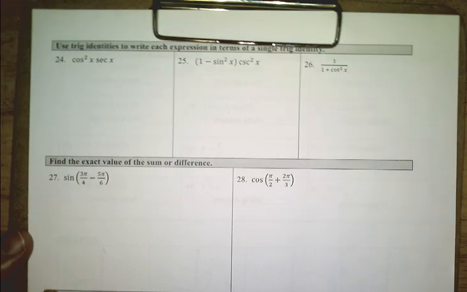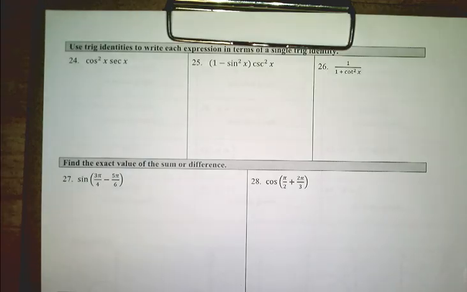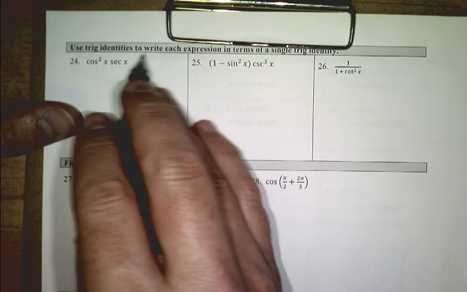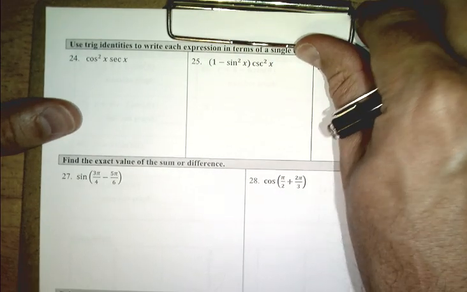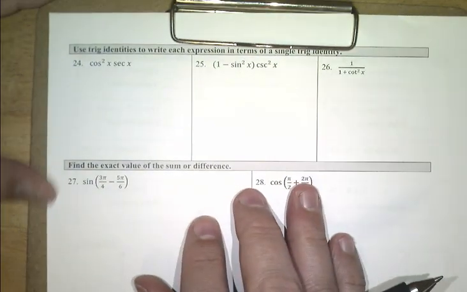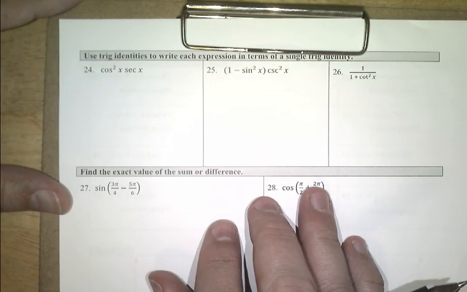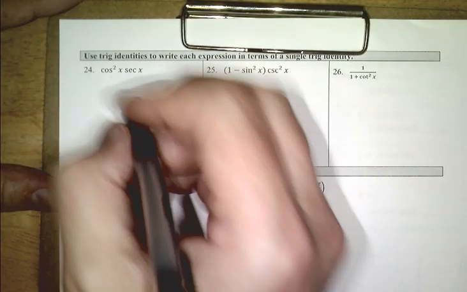Okay, so here is page 4. Trig identities. These are some of my favorite. Use trig identities to write each expression in terms of a single trig function. So here, cosine squared x times secant x.